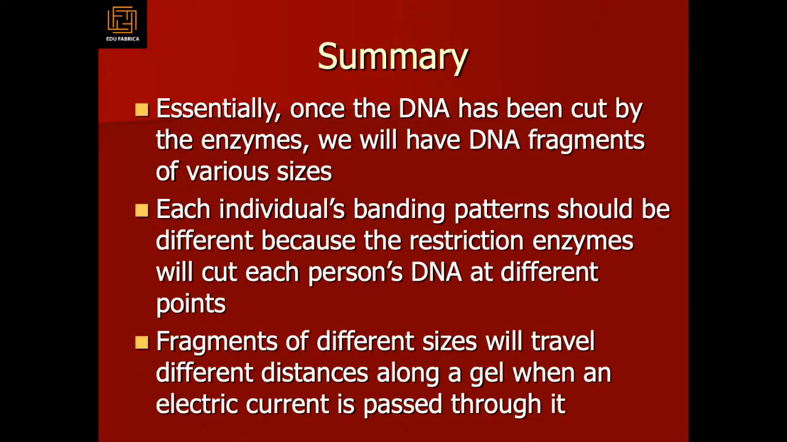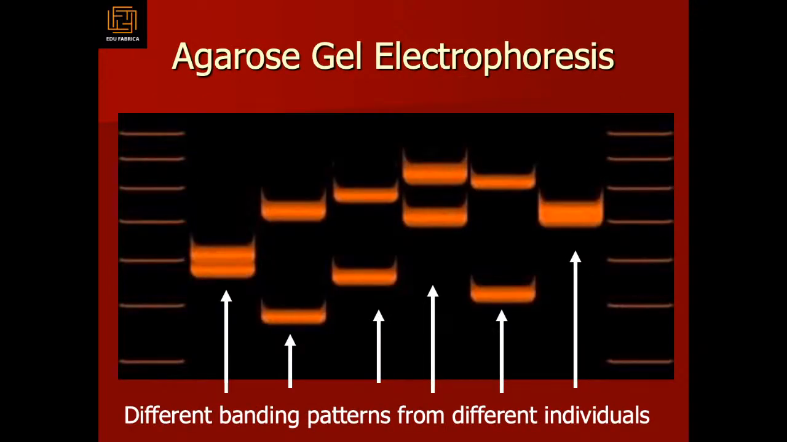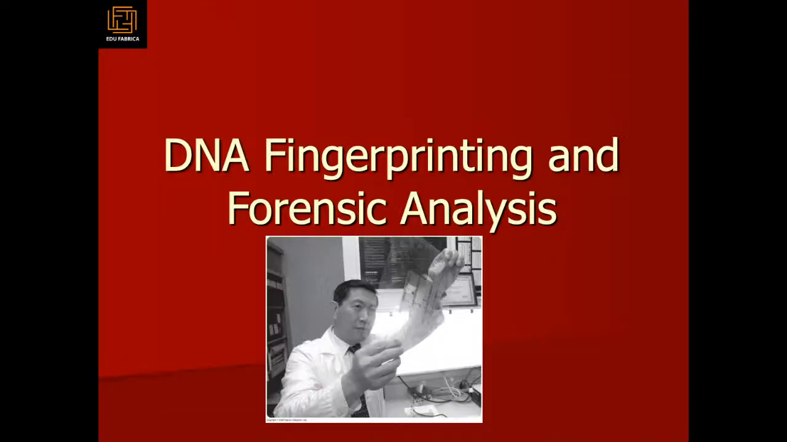In summary, once the DNA has been cut by the enzyme, we have DNA fragments of various sizes, and each individual's banding pattern should be different because the restriction enzymes will cut each person's DNA at different points. Fragments of different sizes will travel different distances along a gel when an electric current is passed through it. Here we can see different banding patterns for individual 1, 2, 3, 4, 5, 6 and so on. All are giving different results.